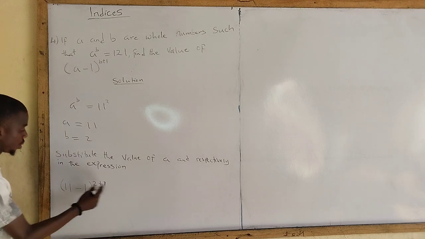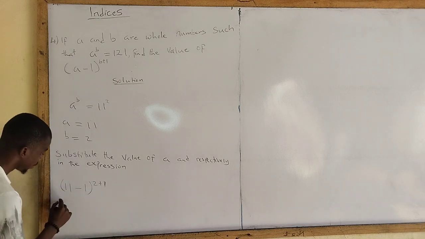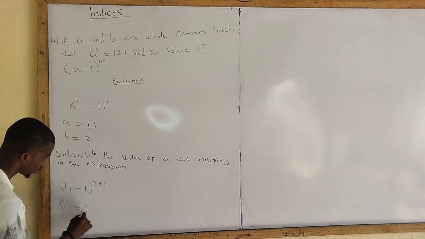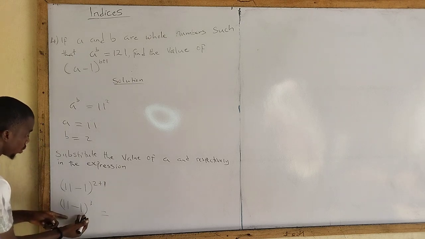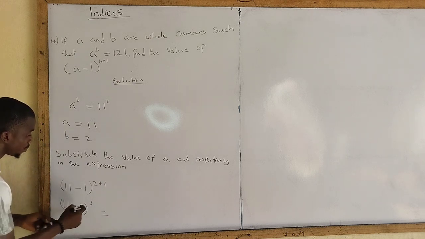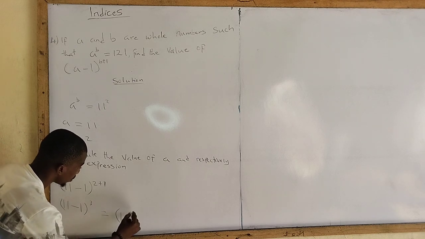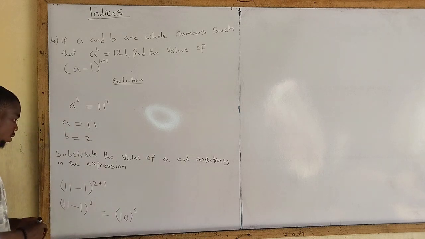Okay, so we proceed with solving this. We add 2 plus 1, which is 3. And we solve what is inside the bracket: 11 minus 1 is 10. So this will be 10 raised to the power of 3.